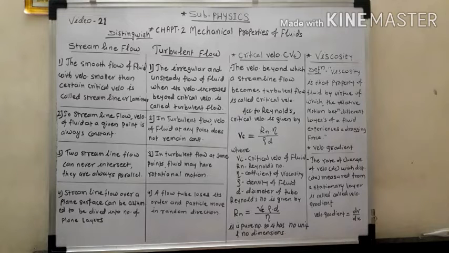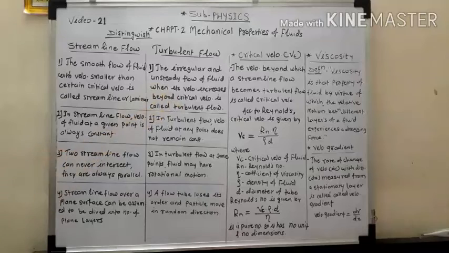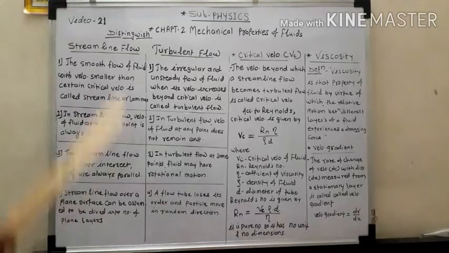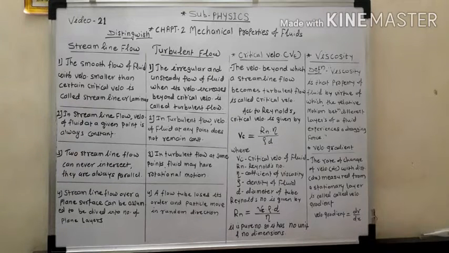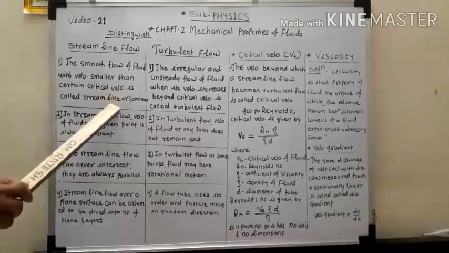Then there are four important points of difference between the streamline flow and the turbulent flow. First point is the definition. Streamline flow is a steady, smooth flow of the fluid, with velocity smaller than a certain critical velocity, also known as laminar flow. Then what is meant by the turbulent flow? Turbulent flow is an irregular, unsteady flow of fluid, in which the velocity increases beyond the critical velocity. That means it is not constant, not steady, the flow is irregular, and its velocity goes on increasing beyond the critical velocity, which is known as a turbulent flow. And streamline flow is a smooth flow with the velocity smaller than a certain critical velocity, which is called the streamline flow or the laminar flow.